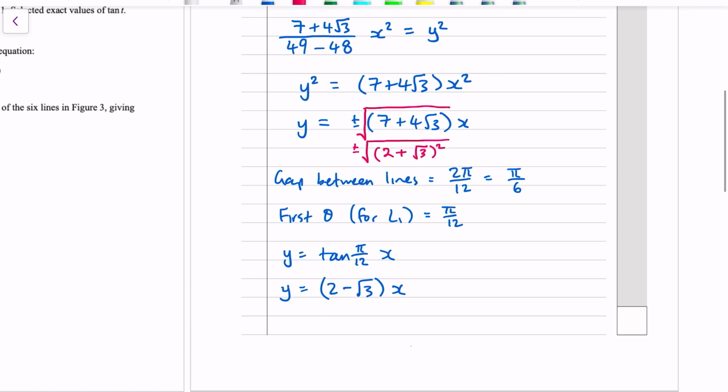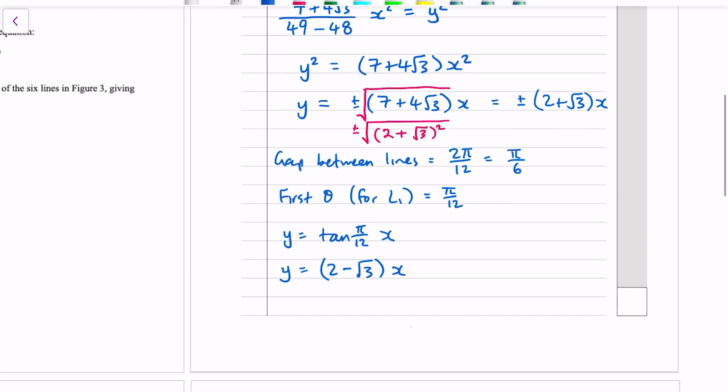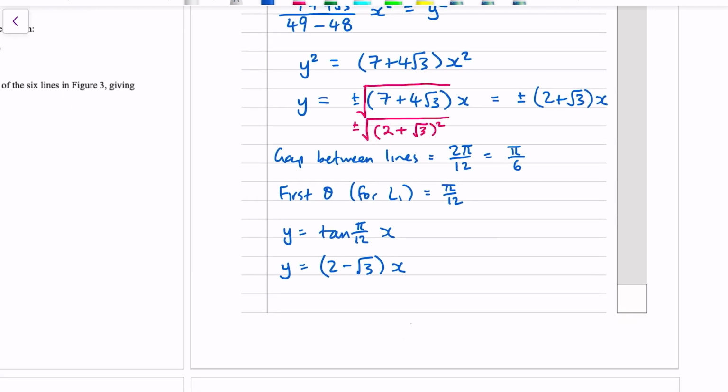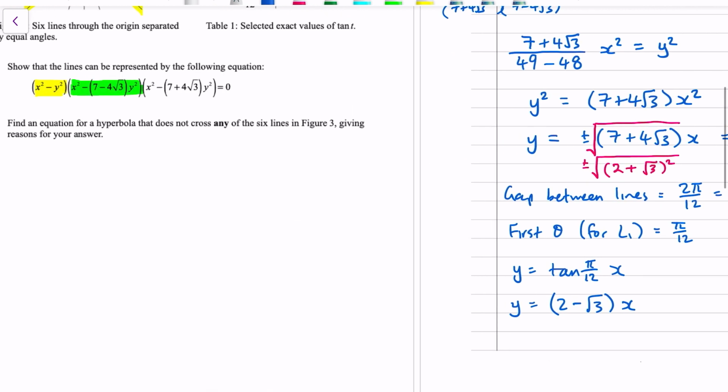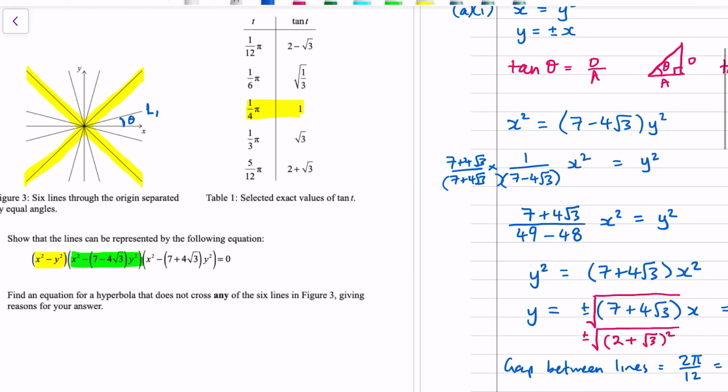Brilliant. And 2 plus root 3 is a positive number, so when we square root the square, we don't need absolute value symbols. It's plus or minus 2 plus root 3 times x. And I imagine that's probably the other equations.